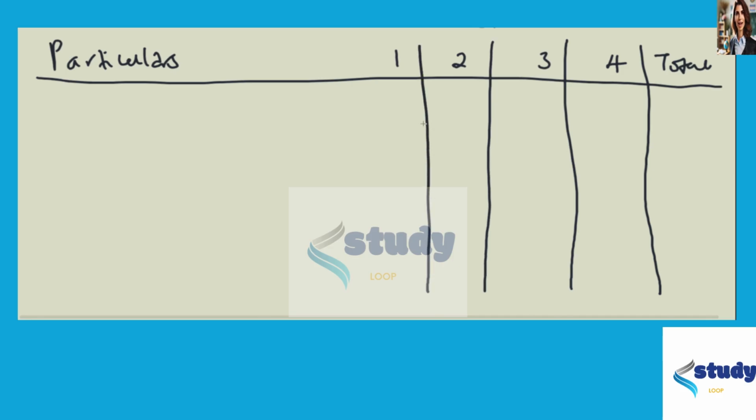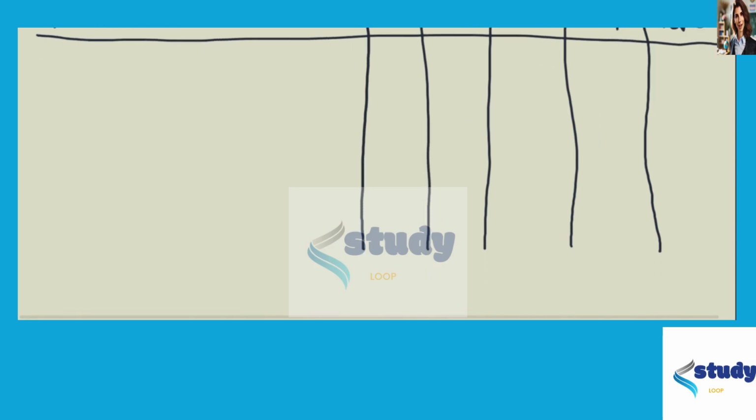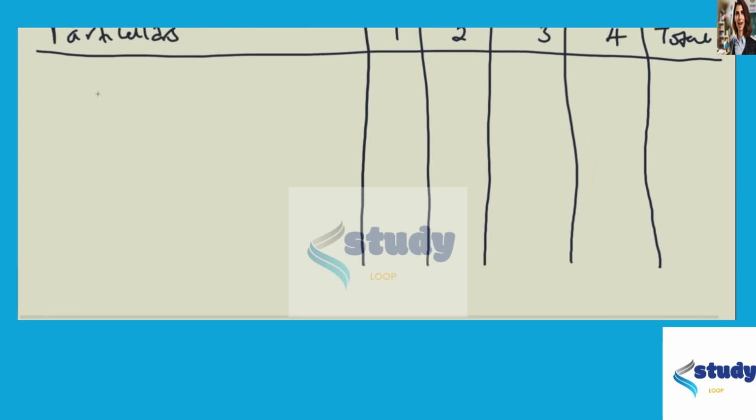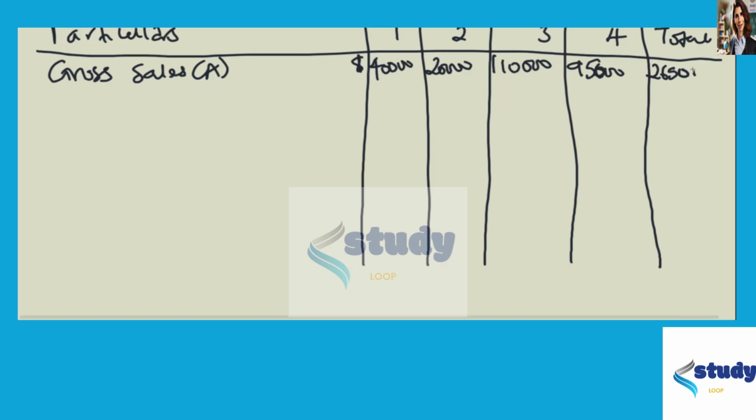Customer 2 and customer 1. Okay. And now first thing on our particulars is gross sales. So that's A. So gross sales is A, and then for customer 1 it is $40,000. Mind you, everything is in dollars. For customer 2 it is 20,000. For customer 3 it is 110,000. For customer 4 it is 95,000. So therefore the total will be us adding everything together, and that will be 265,000.